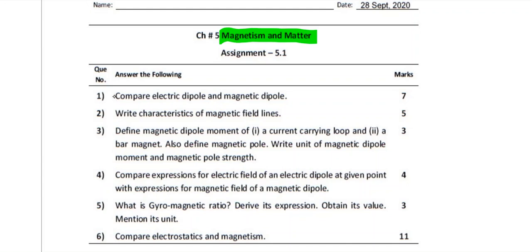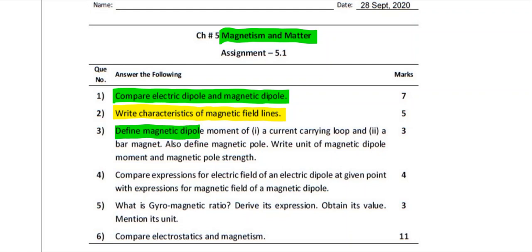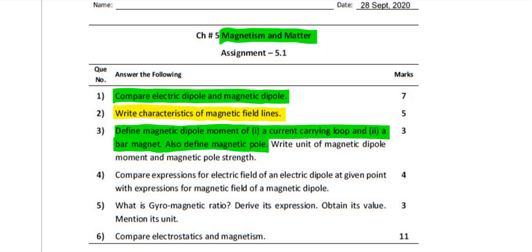First one is compare electric dipole and magnetic dipole. Second one, write characteristics of magnetic field lines. Third one, define magnetic dipole of current carrying loop and a bar magnet. Also define magnetic pole, actually pole strength. Write unit of magnetic dipole moment and magnetic pole strength.